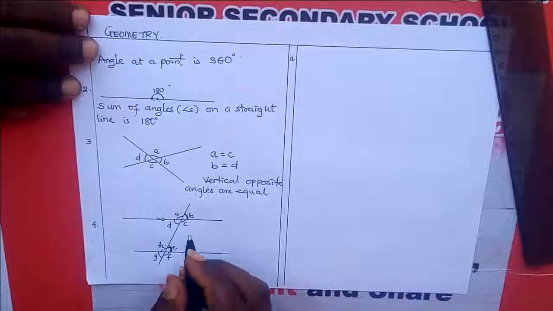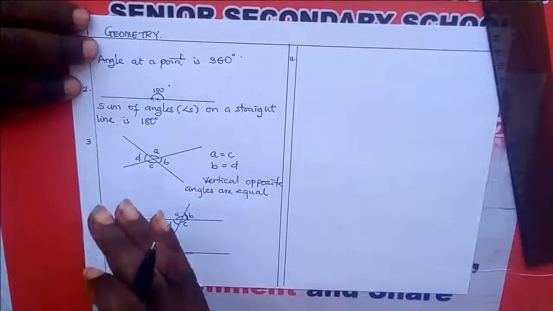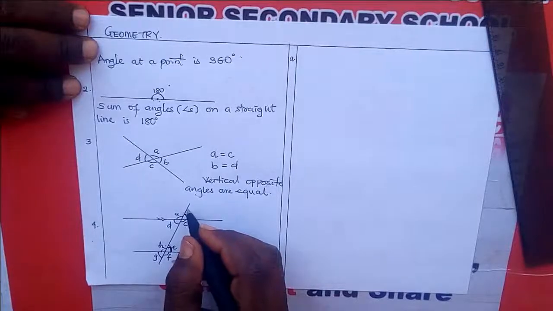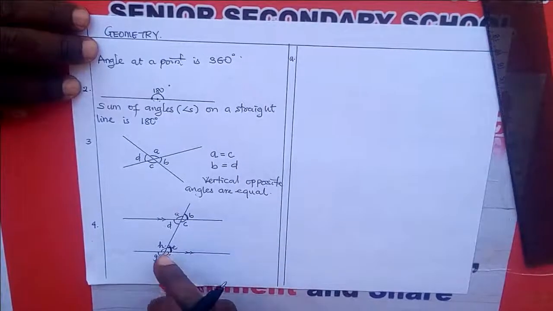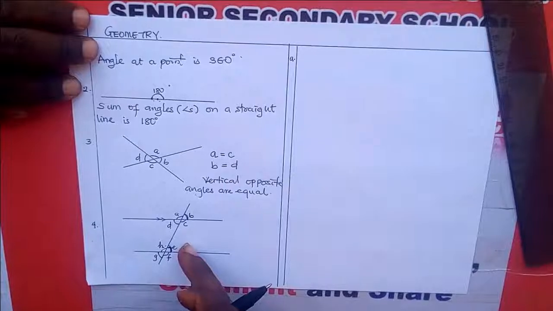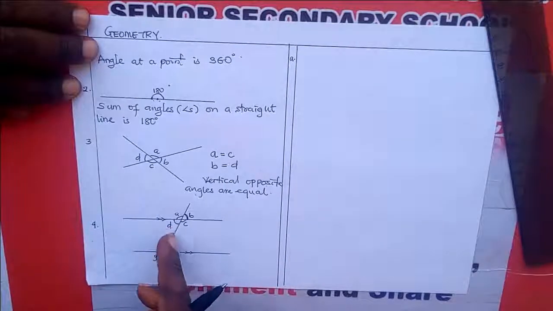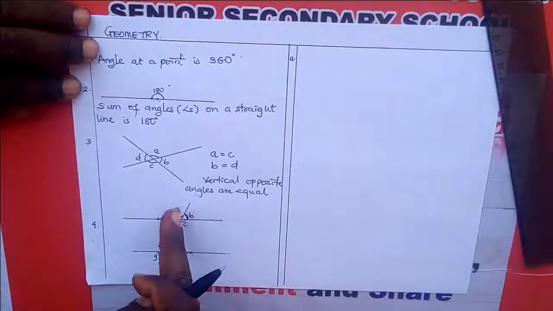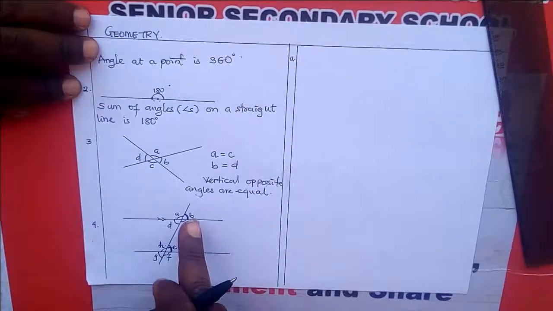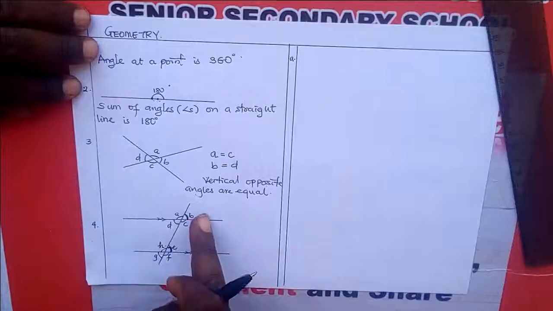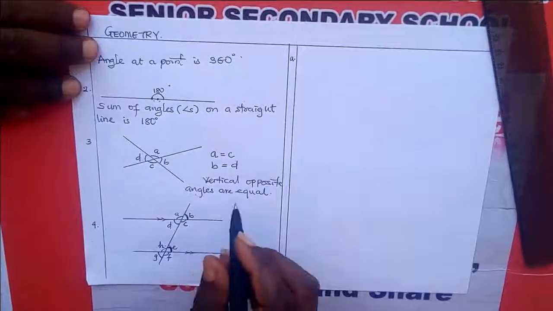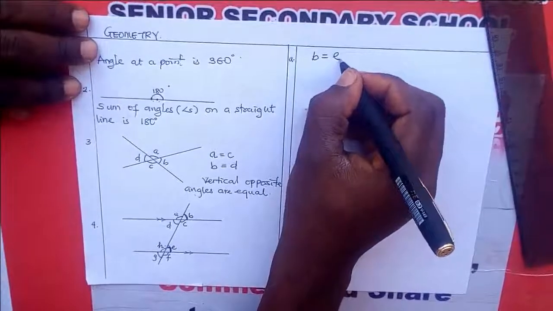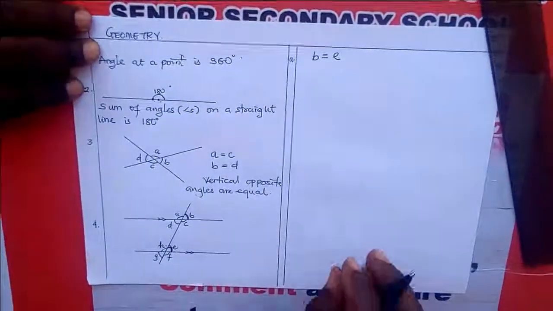How do I mean corresponding? B is at the top and right of the angle. Here is at the top and right of the angle formed by the transversal and this parallel line, top and right of the transversal and this upper line segment. So therefore B is equal to E. They are corresponding, they are at the same position.